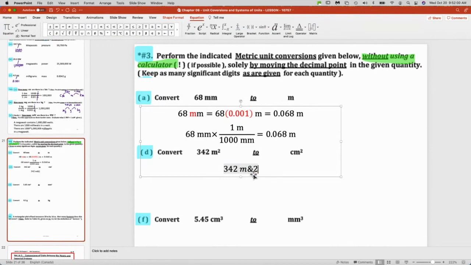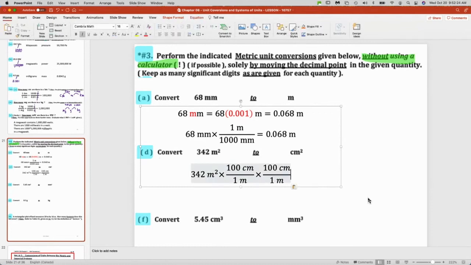342 meters squared. I can think of a relationship between meters and centimeters. I need centimeters on top and meters on the bottom so that things cancel out correctly. I also know that in 1 meter there are 100 centimeters. Because this is an area conversion with squareds, I need to write down the fraction twice, giving us the final answer.